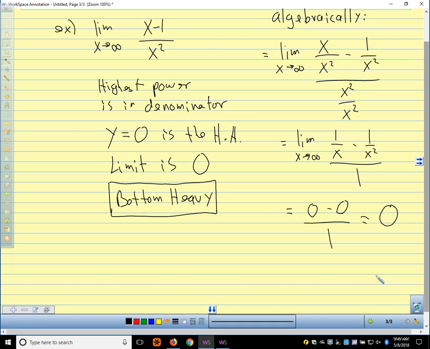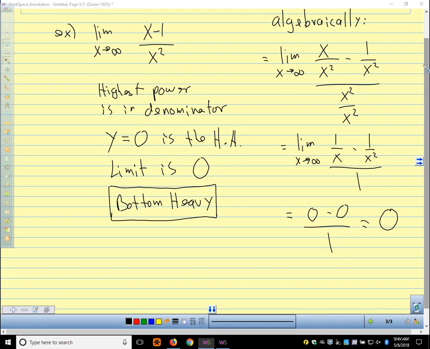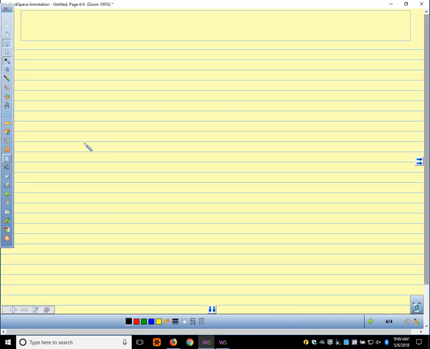So that's a bottom heavy function. All right, questions there? Okay, let's look at one more example.